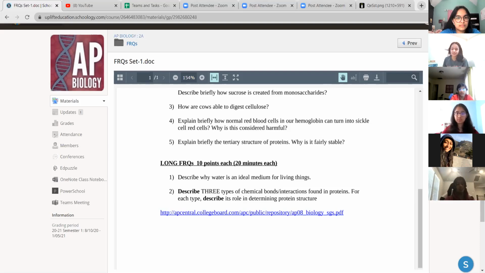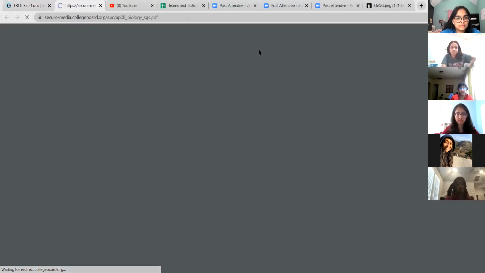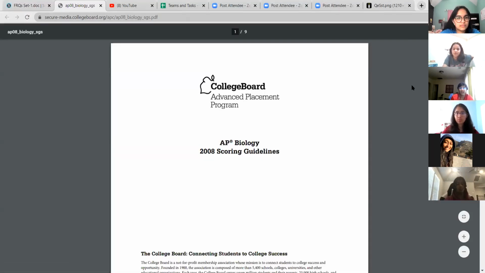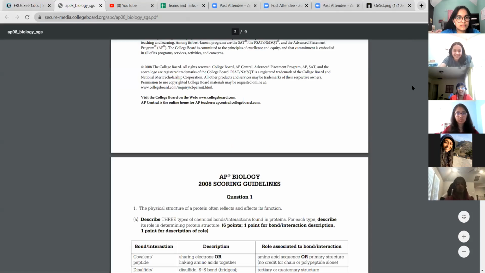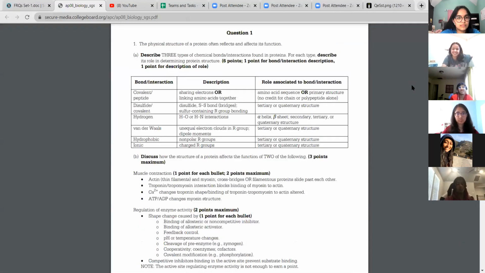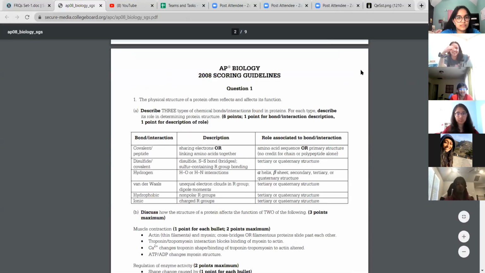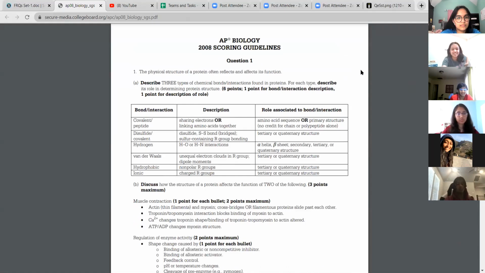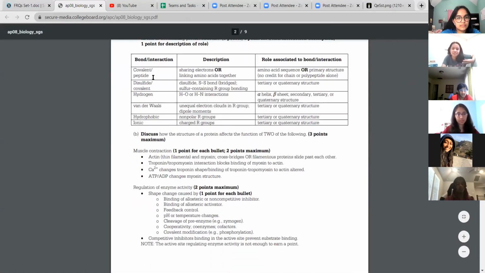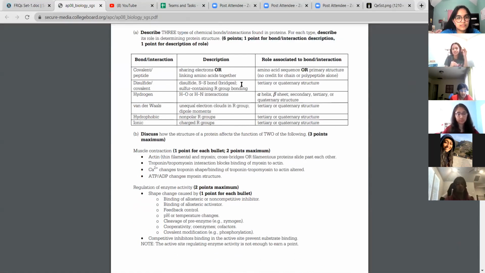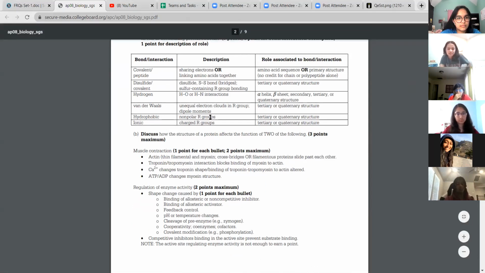We can actually open up that link, because it's directly from College Board's rubric, and I think that'll help. There's answers, but it's just for that one, not for all of them. Okay, so this is basically what was in that PowerPoint. So the hydrogen bonds, the bridge. Basically anything that you see in that structure picture, we can talk about, as well as the R group.